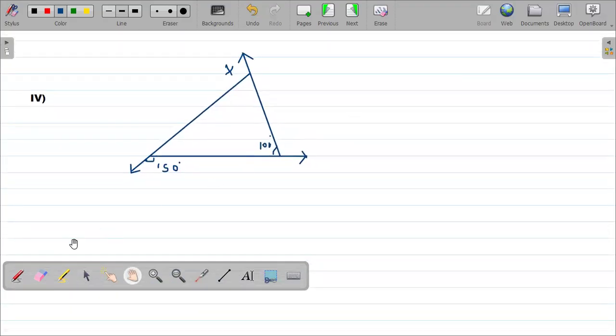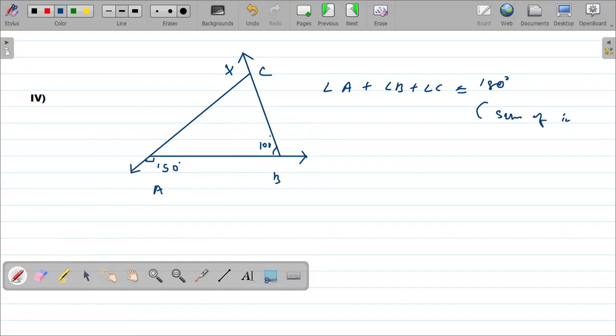So for the fourth part, we'll be writing what? Let's name it angle ABC. So here we will be writing angle A plus angle B plus angle C equal to 180 degree. So we will write sum of interior angles of ABC. Or we can do it by having the exterior angles. That would be the better option.